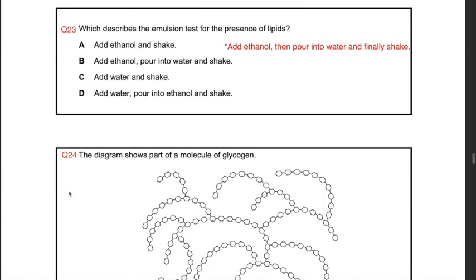Question 23. Which describes the emulsion test for the presence of lipids? Over here, you simply have to know how to do the emulsion test. First, you should add ethanol, then pour into water, and finally you should shake. If lipids are present, then it will lead to a milky emulsion. Therefore, the answer is B. Add ethanol, pour into water and shake.